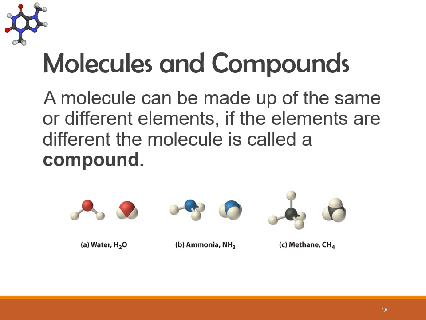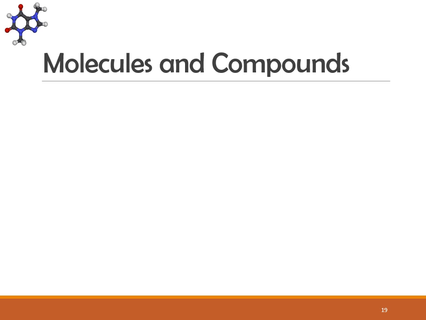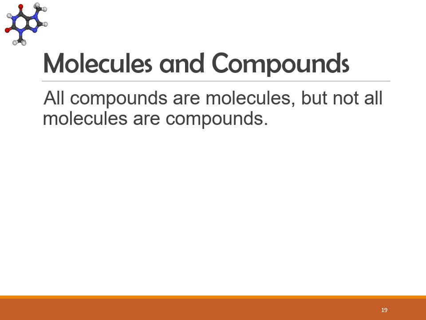Many more molecules are formed between different elements. These molecules are referred to as compounds. The water molecule is a compound because it is made up of hydrogen and oxygen. Ammonia is another compound. It is made up of nitrogen and hydrogen atoms. The ozone that we mentioned earlier is a molecule, but not a compound because it is made up of the same atoms. We can say that all compounds are molecules, but not all molecules are compounds.